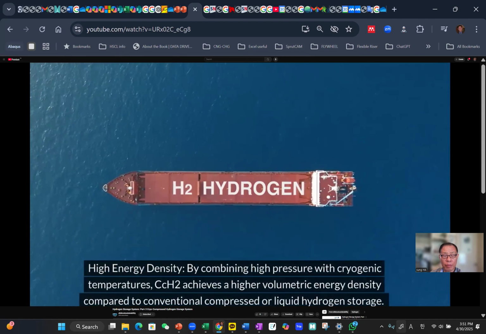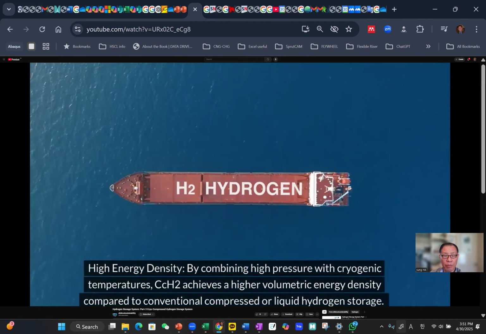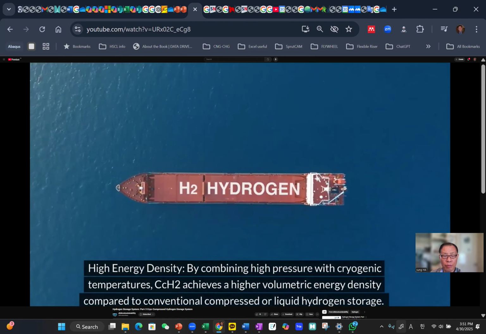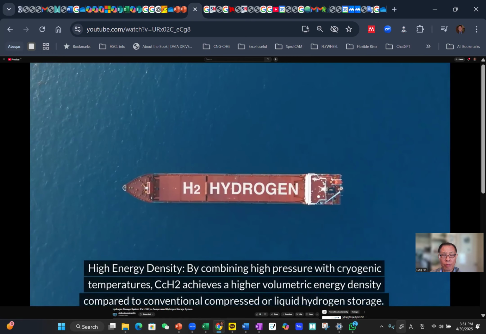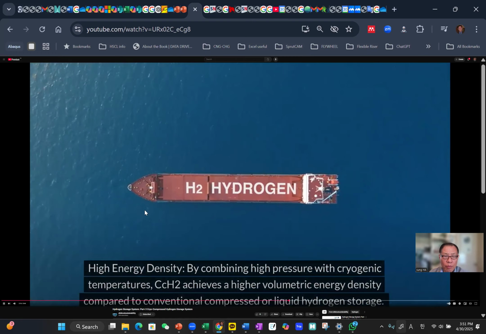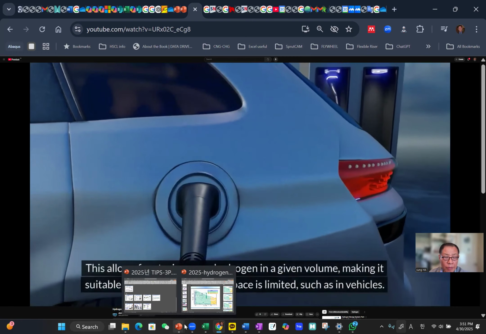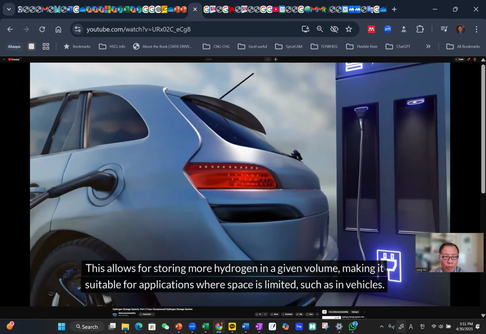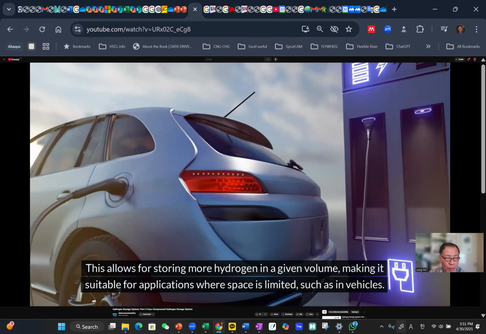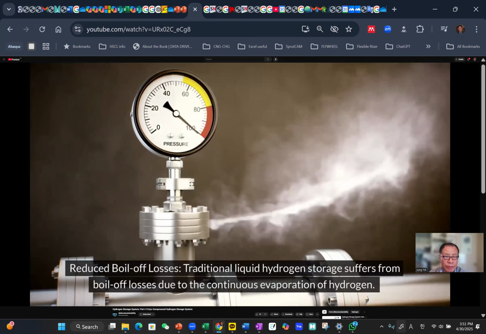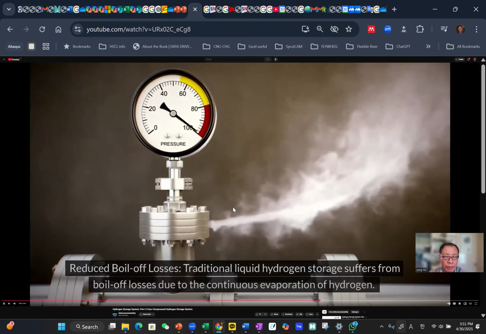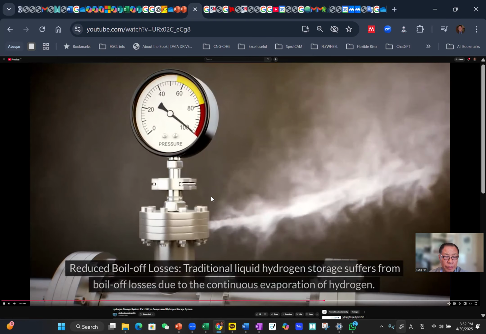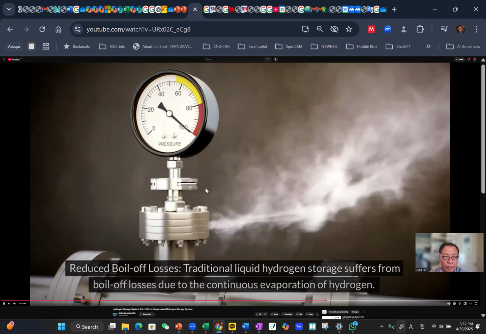By combining high pressure with cryogenic temperatures, CCH2 achieves a higher volumetric energy density compared to conventional compressed or liquid hydrogen storage. This allows for storing more hydrogen in a given volume, making it suitable for applications where space is limited, such as in vehicles. Reduced boil-off losses: traditional liquid hydrogen storage suffers from boil-off losses due to the continuous evaporation of hydrogen.